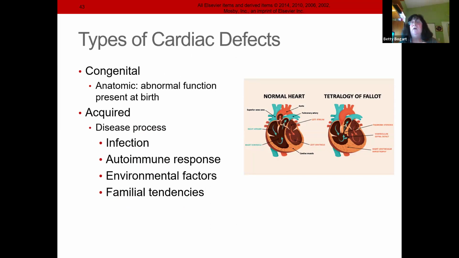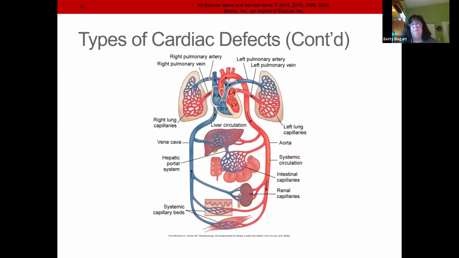Congenital, they're born with it. And I'm going to go over some of the ones that you need to know. Acquired could be, believe it or not, usually an infection, and it's usually viral and it attacks the muscle of the heart, causing myocarditis, cardiomyopathies, which is stretching in a big heart, meaning it's not beating the way it should. It could be due to something in the environment, and sometimes familial.